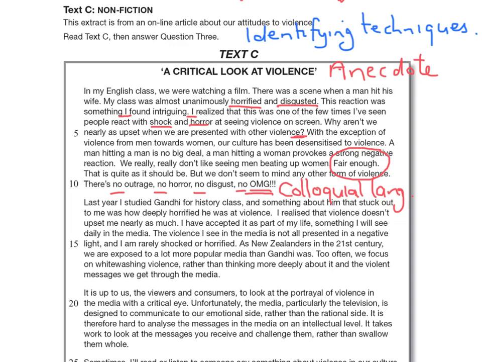So we've found anecdote, we've found narrative point of view, minor sentence, listing, conversational language, colloquial language, rhetorical question. I'm sure there are more, but that'll do us for today. Identify the technique, give an example, and then you've got to do the hard part, and that's explaining. Good luck.